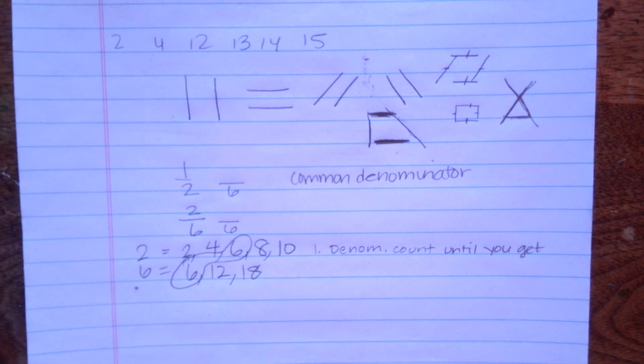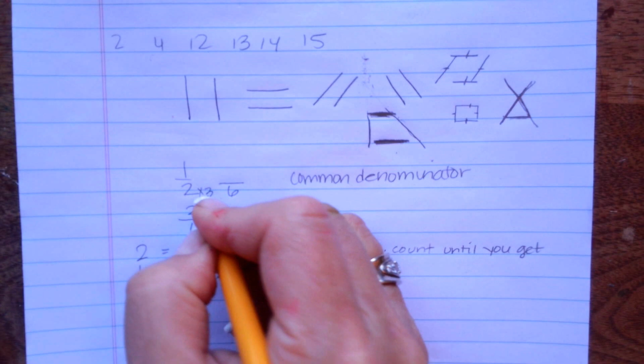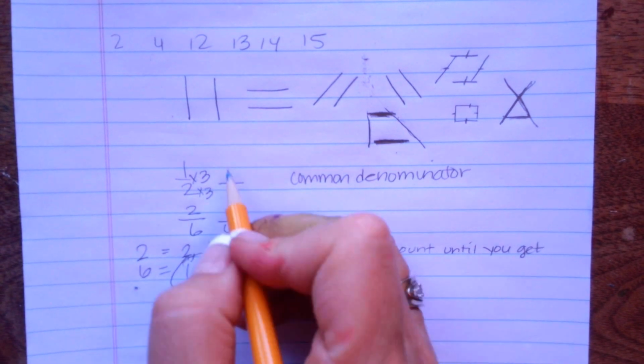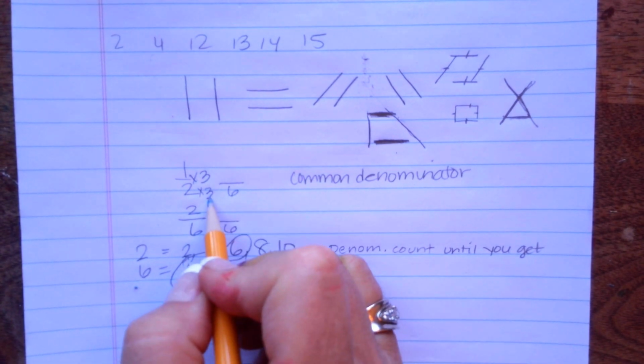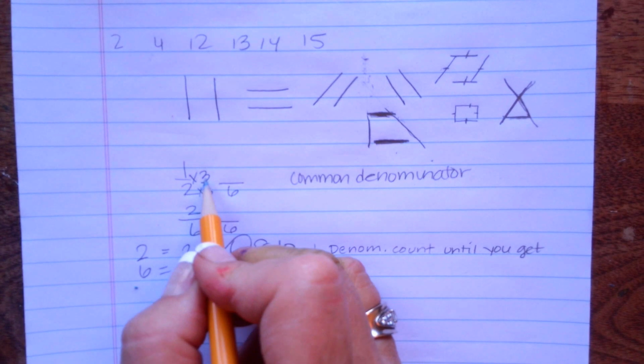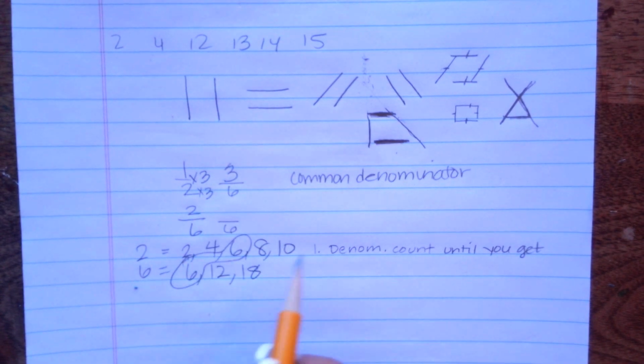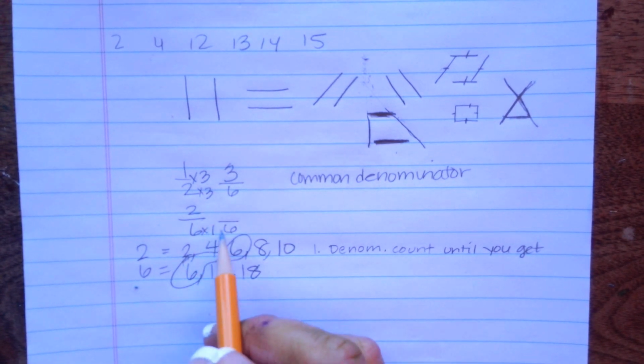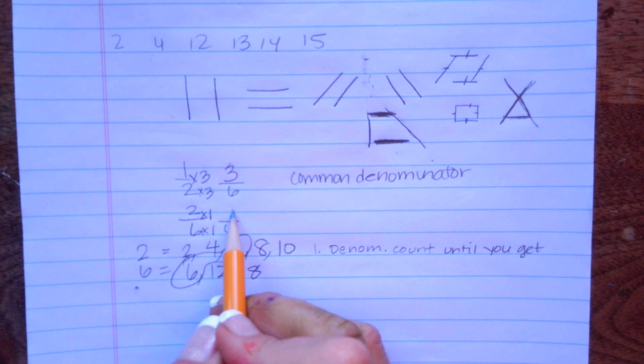And then we can't just change a 2 to a 6. So how would I get my 2 to a 6? What would I multiply it by? 2 times 3. 3. Yep. Anything I do to the denominator, I do to the numerator. So 1 times 3 is 3. And then this is already a 6, so I just multiply this by 1.